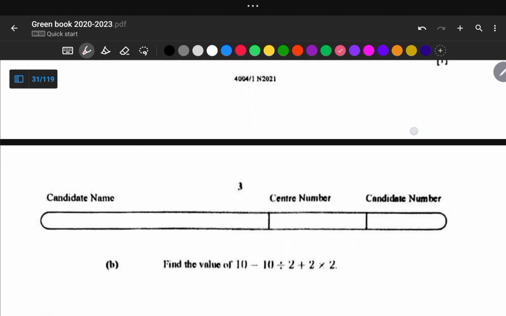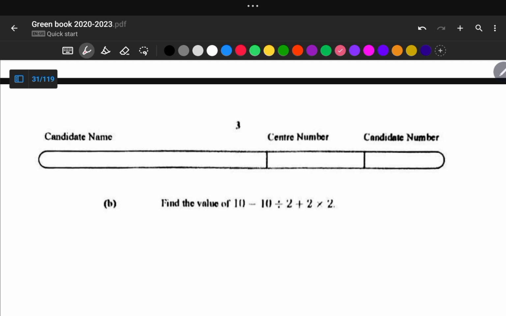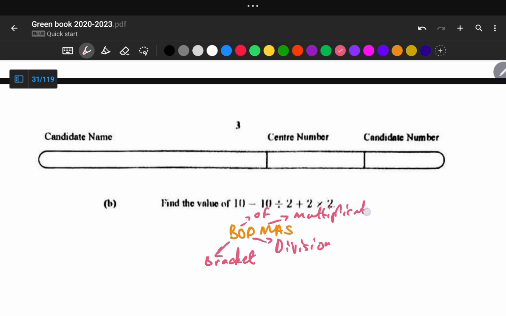And let us move on to the next part of our question, which says find the value of 10 minus 10 divided by 2 plus 2 times 2. So here we are going to use our BODMAS, where B is for bracket, O is for of, D is for division, M is for multiplication, A is for addition, and S for subtraction.